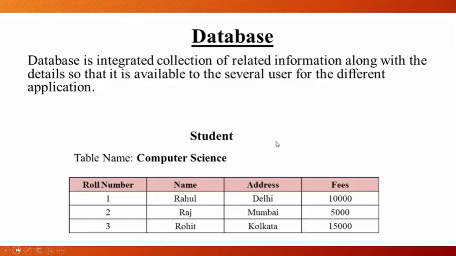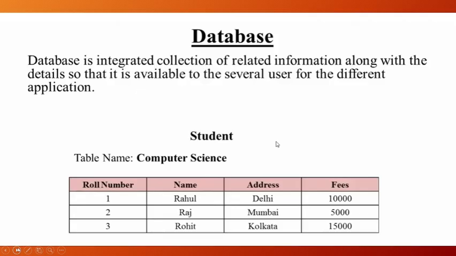In basic terms, databases are an integrated collection of related information along with the details, so that it is available to several users for different applications. So the application program and the databases are very important for modern computing. Here in this slide, you can see that we have the students table, we have the student database, and we have the table computer science.